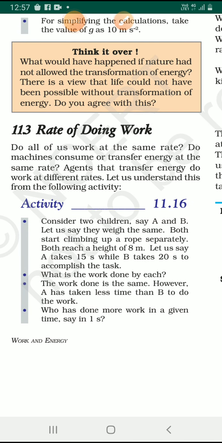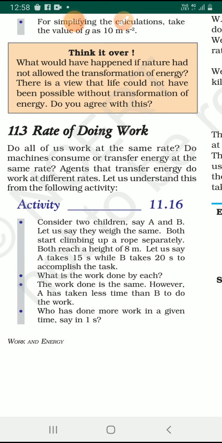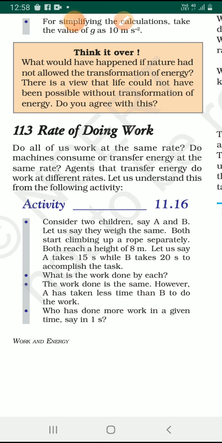No, isn't it? Some machines, for example gadgets like a light, take less energy, a mixie takes a little more energy, and a water heater takes the highest amount of electricity. So all the appliances, meaning devices, also work at a different pace. So agents that transfer energy to do work do so at a definite rate. Let's understand this from the following activity.